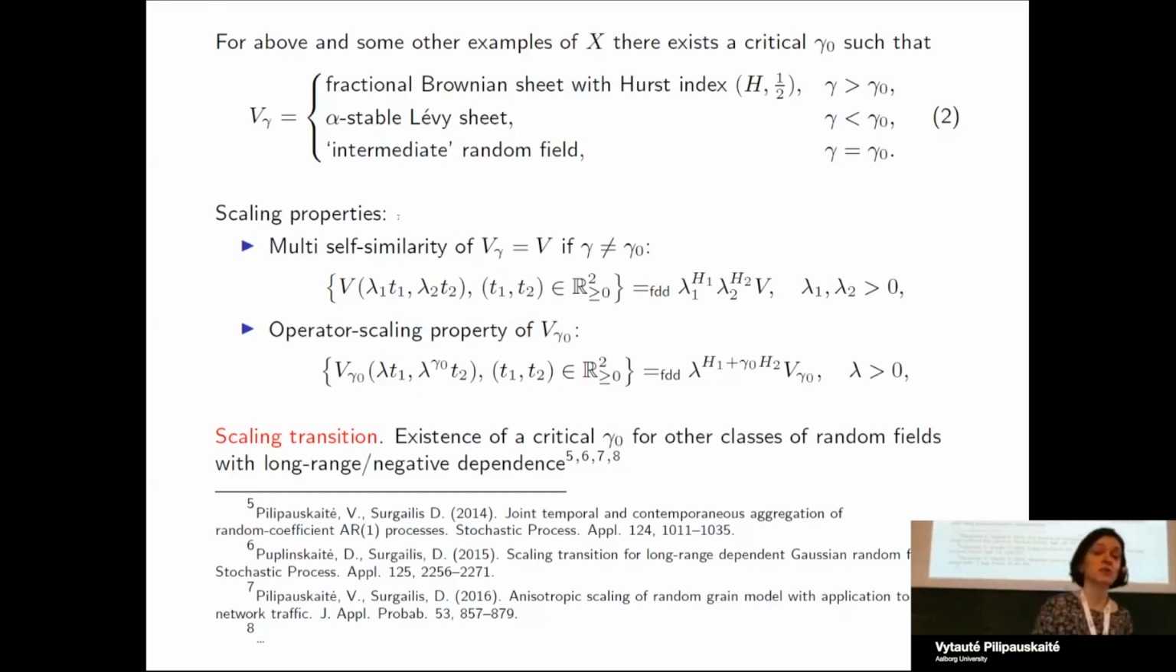And the first two limits enjoy the so-called multi-self-similarity. One can change the scale independently in the horizontal or in the vertical direction. But that's not true for this intermediate random field. It has an operator scaling property, when we change the scale on the plane using a diagonal matrix. That helps to understand the properties of the limit random fields, but more importantly, the transition of scaling limits by gamma.